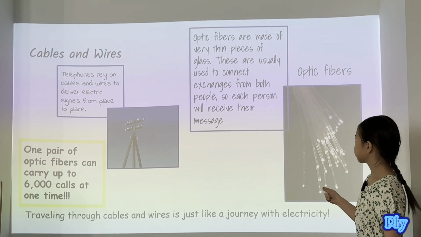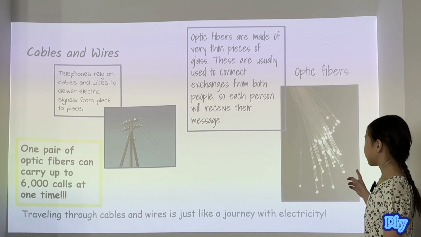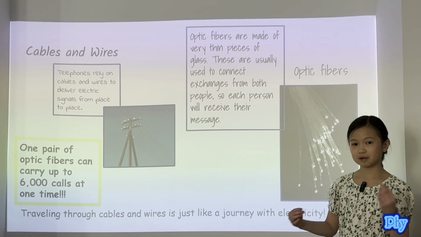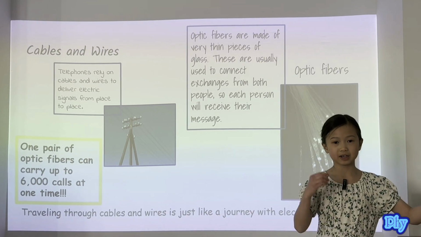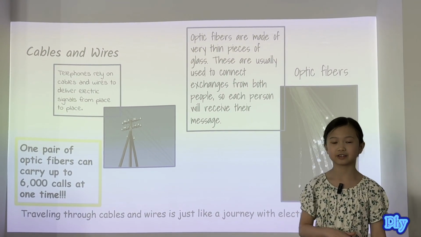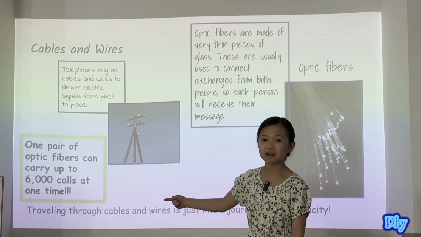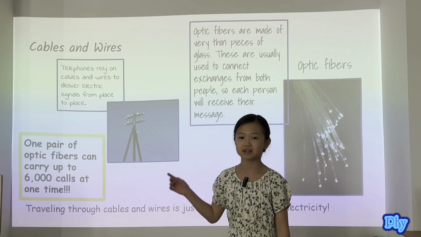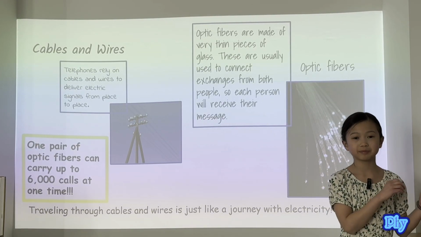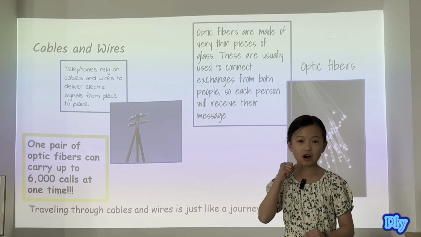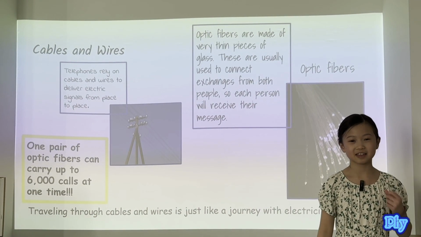The optic fibers are made of thin pieces of glass, and they are usually used to connect exchanges from other people. So one person would transfer the optic fiber to the other person, and the other person would transfer it back. A fun fact is that optic fibers can carry up to 6,000 calls at a time. We would use this for calling instead of having a person call another person who calls another person to receive the message.